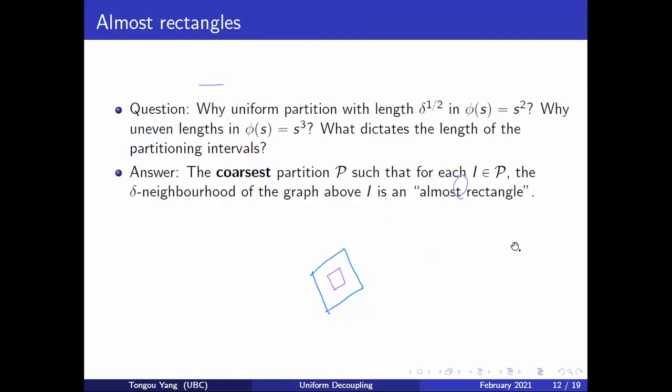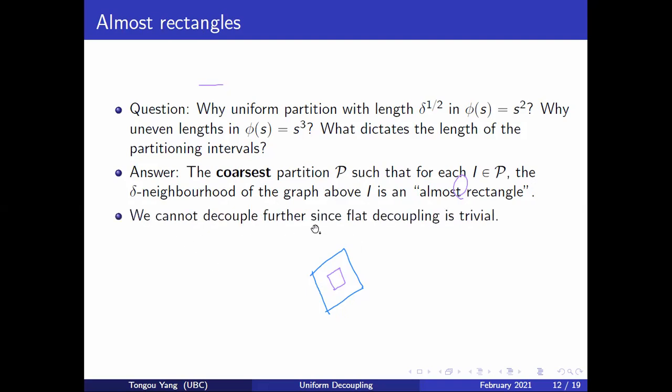So to be more precise, for each different phi you are given, and for each different scale delta you are given, which can be very small, you would need to choose the coarsest partition. So in this case, each of the intervals would have the largest length in the x-axis. So you choose the coarsest partition so that for each interval inside this partition, the delta neighborhood of the graph above I is a normal rectangle in the sense we described before.